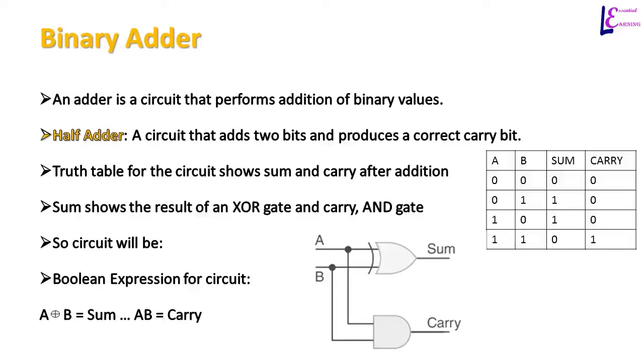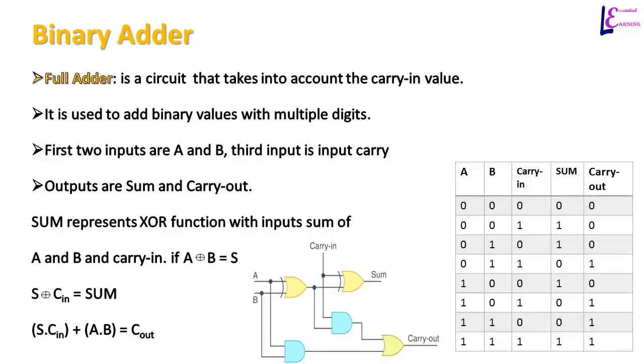Boolean expression for this circuit is easier to create. That is, A exclusive OR B is equal to sum, A dot B is equal to carry. A full adder is a circuit that takes into account the carry in value. It can be used to add binary values with multiple digits. With first two inputs, third input will be carry in, and outputs will be sum and carry out values.